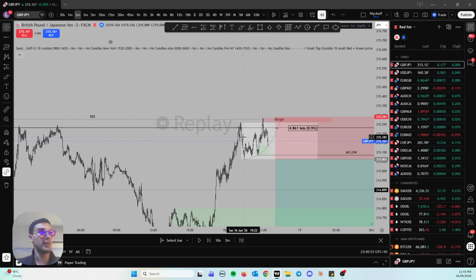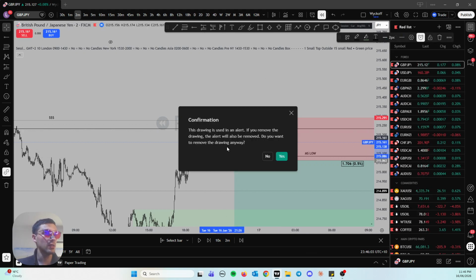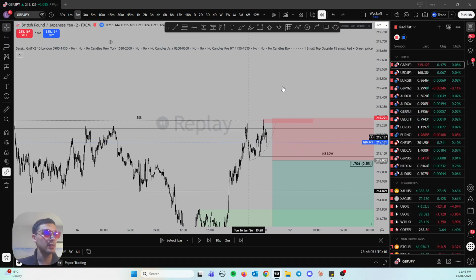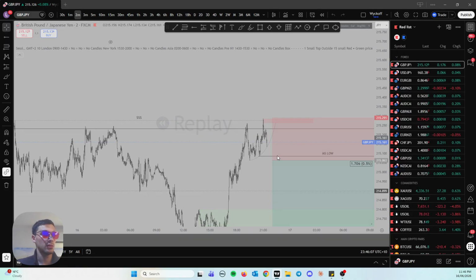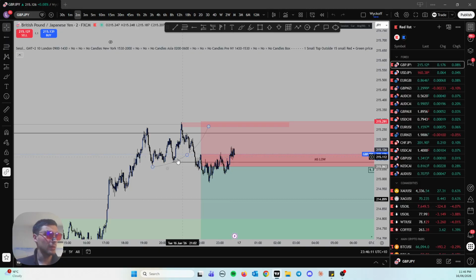So therefore, this range becomes invalid. I'm not paying attention to this. This here, gone. Not interested in that. No longer interested in this. No longer interested in this return to zone. That also shows expectational order flow.